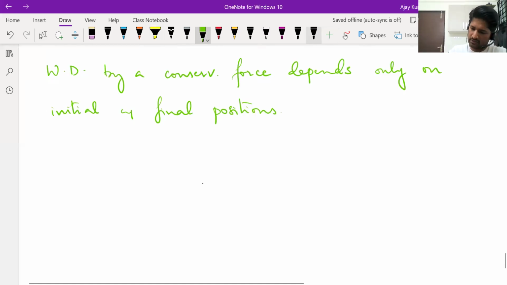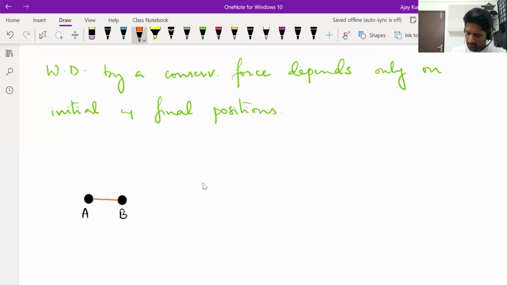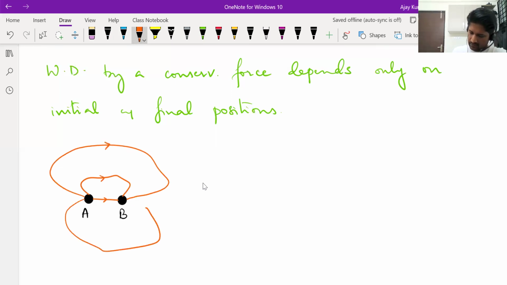Now consider two positions, let's say this and this. Under the influence of a particular force, if the work done along any of these paths is always the same, you call it a conservative force. So whether it went straight from A to B, or took a small detour, or took a large detour should not matter.